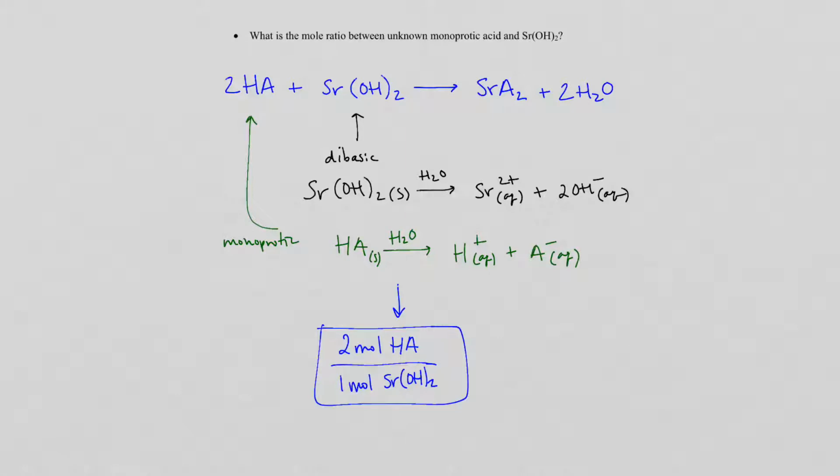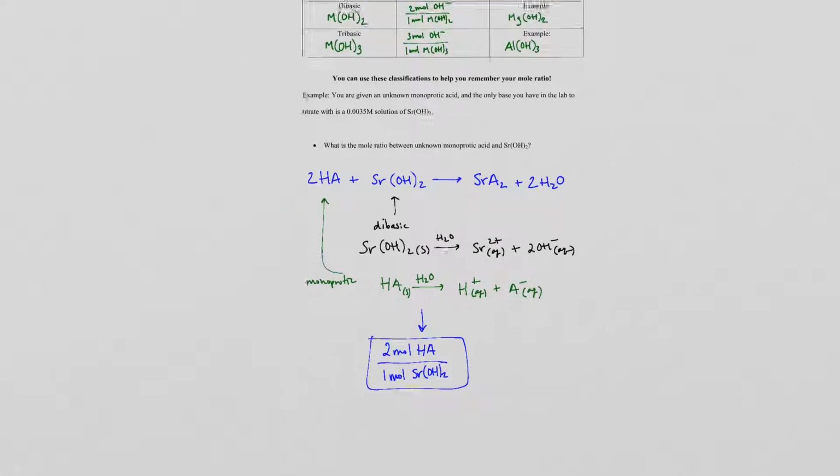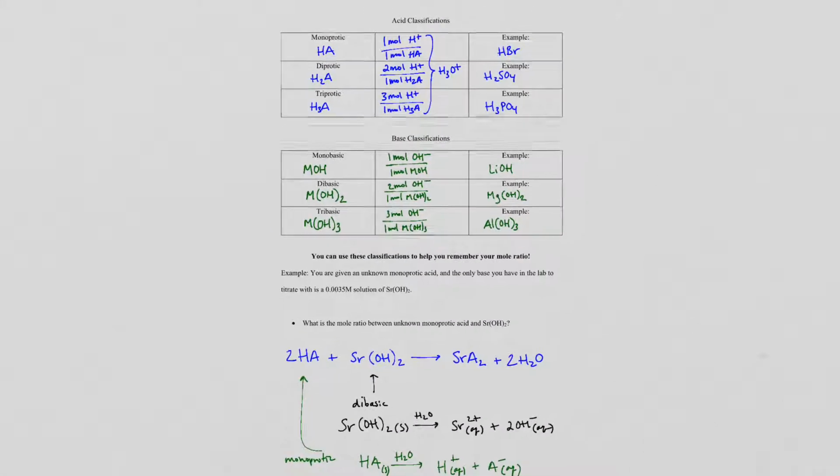Okay? So, a monoprotic acid and a dibasic base, when those two are together, a dibasic base can neutralize 2 moles. So for every 1 mole of dibasic base, you can do 2 moles of monoprotic acid, because for every 1 mole of dibasic base that dissolves, you get 2 moles of the hydroxide ions. And that is what is so important.